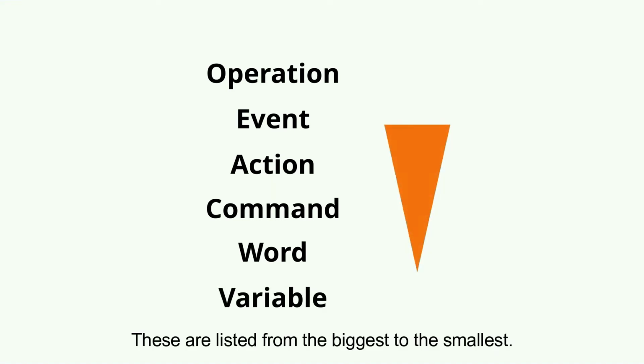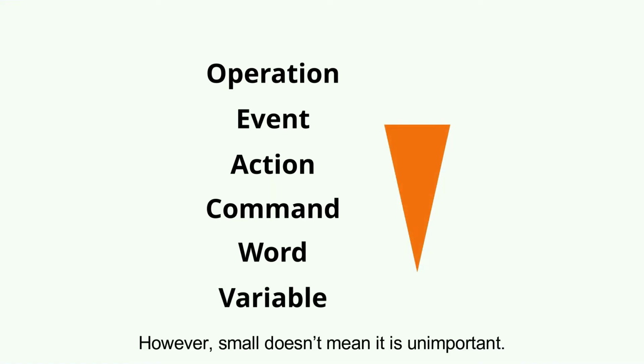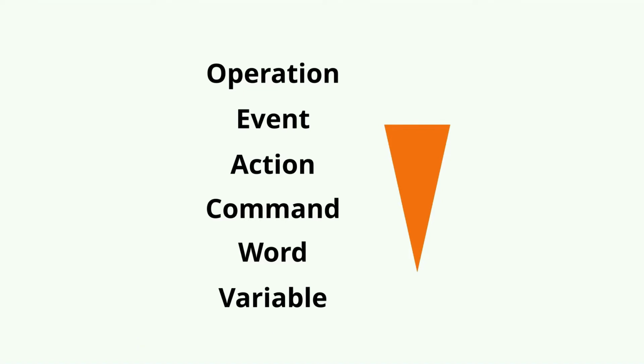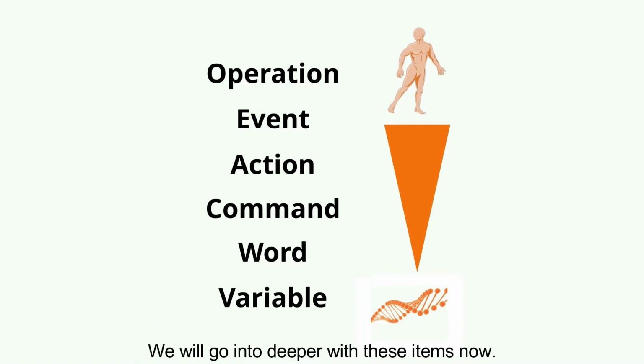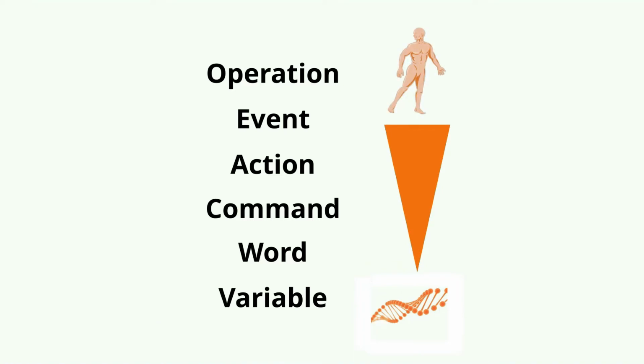Operation, event, action, command, word, and variable. These are listed from the biggest to the smallest. However, small doesn't mean it is unimportant. You can think of that, variable is the DNA of the cell, and operation is the whole body. We will go deeper with these items now.